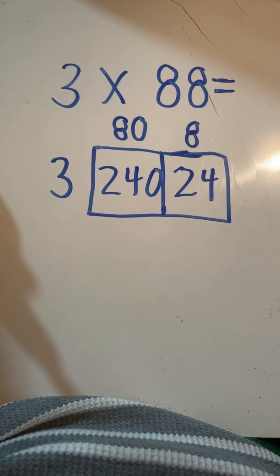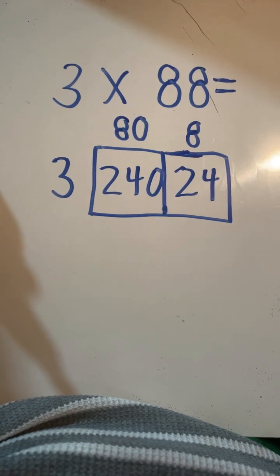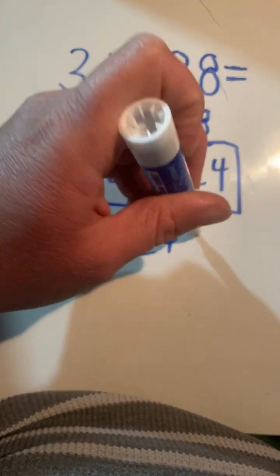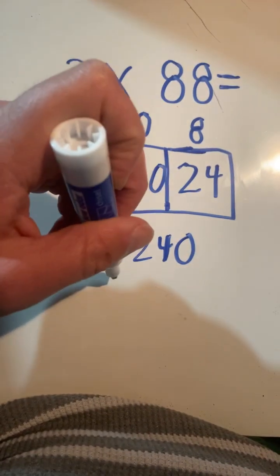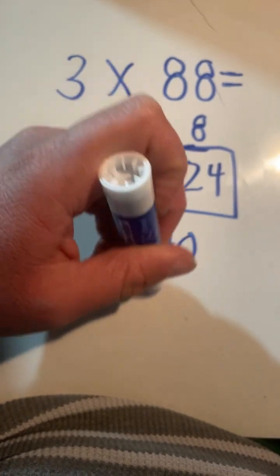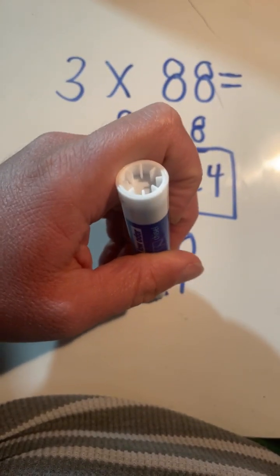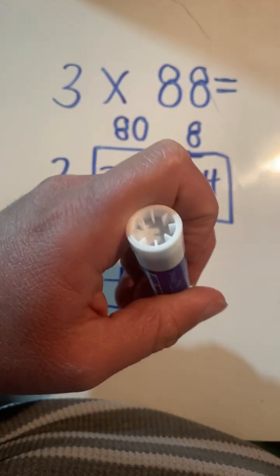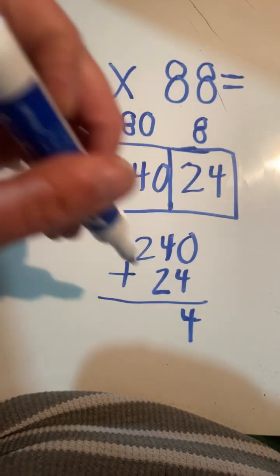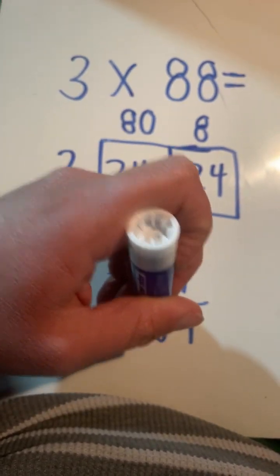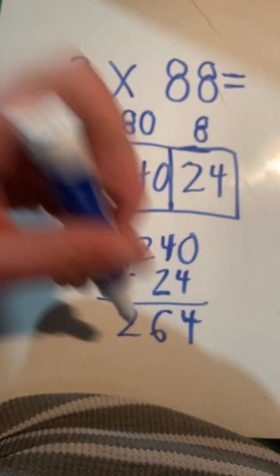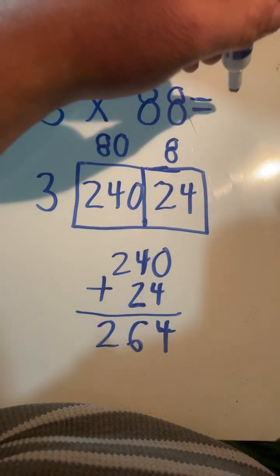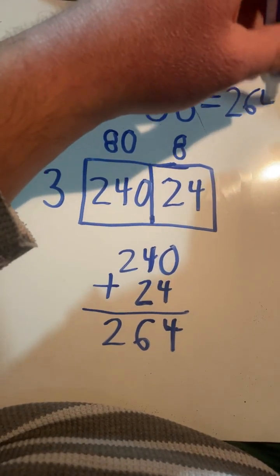Now the final step is to add 240 plus 24. We're adding these two numbers together to get our final answer. 0 plus 4 equals 4. 4 plus 2 equals 6. 2 plus 0 equals 2. And we have our final answer. 3 times 88 equals 264.